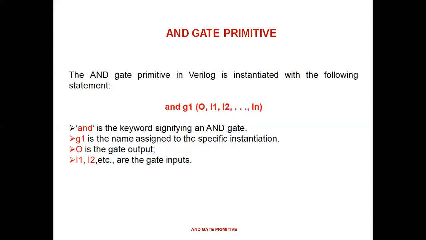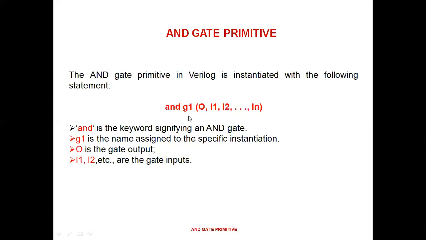Now let us assume this AND gate primitive is there. Already the AND gate primitive is there inside the Verilog language. Now how can we instantiate this AND gate primitive? Let us see with this following statement: and G1 within brackets O comma I1 to IN.